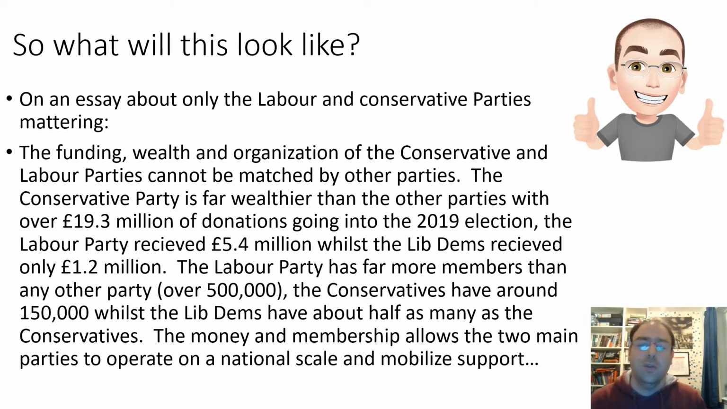The Labour Party has far more members than the other parties, over 500,000. The Conservatives have around 150,000, whilst the Lib Dems have about half as many as the Conservatives. And then you get into the A02 bit. The money and membership allows the two main parties to operate on a national scale and mobilise support, and then you do all your evaluation and assessment stuff going through A02 and into A03.